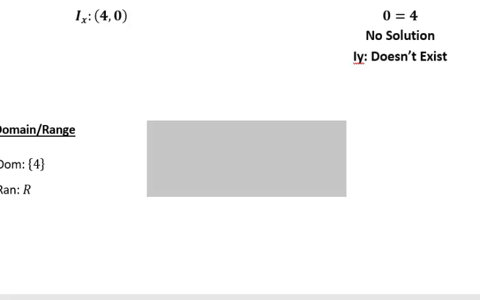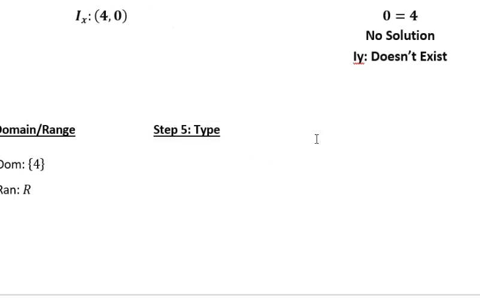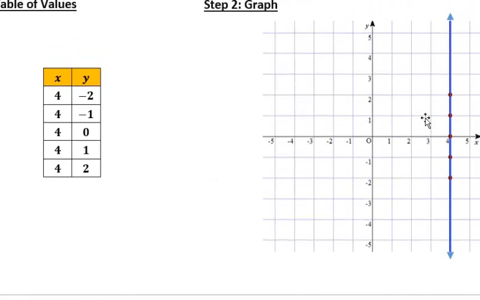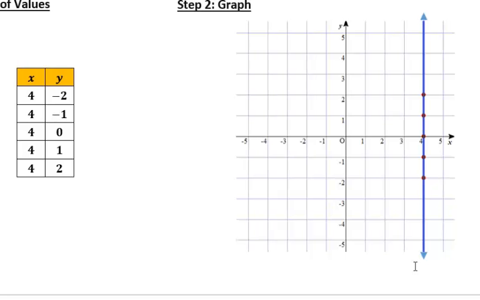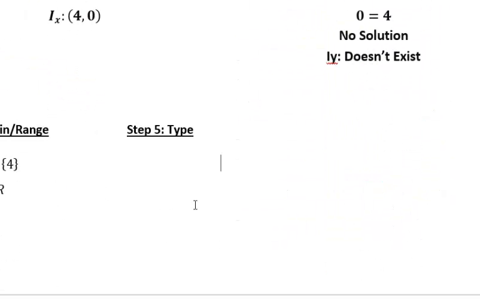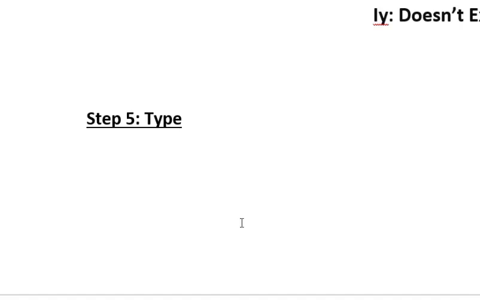Now what about the type? That will be step 5. Step 5 will be the type of drawing that we have here, either a relation or a function. Because it's a vertical line, this is not a function. Okay, so we need to clarify that on the type. It's not a function, it's a relation. We are just going to put it's not a function.